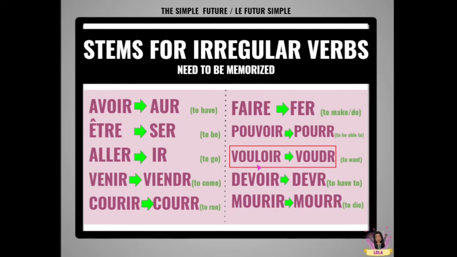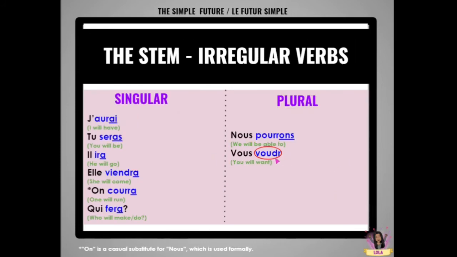Then we have vouloir, which becomes voudre, V-O-U-D-R, which means to want. So voudre, and we know with vous, the ending is going to be EZ. There it is. So vous voudrez, you will want.